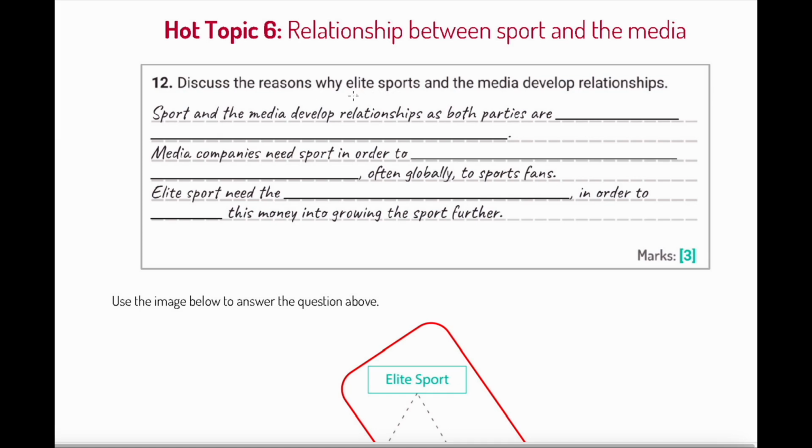Discuss the reasons why elite sports and the media develop relationships. Sport and the media develop relationships as both parties are interested in making increased profit. I'll just put increasing profit. It literally, guys, the answer, without meaning to quote the four members of ABBA, is money, money, money. That is why this is happening.